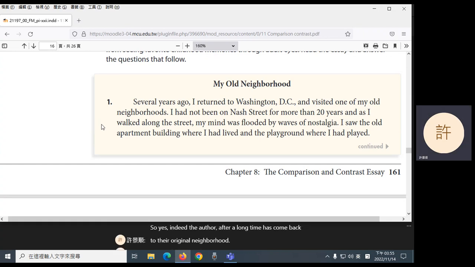I saw the old apartment building where I had lived and the playground where I had played.